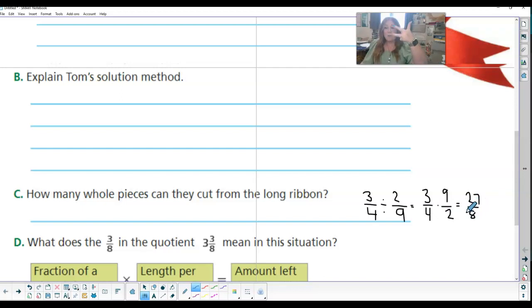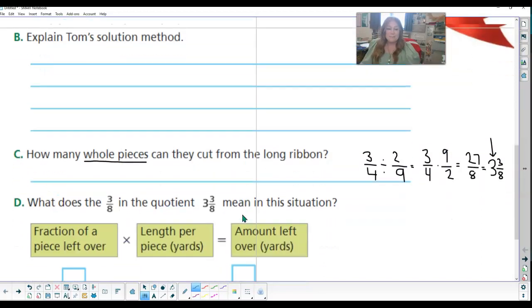8 goes in there: 8, 16, 24. It goes in there 3 whole times. So we're at 24. 3 times 8 was 24, 25, 26, 27. There's 3 left out of 8. So this wants to know how many whole pieces they can cut. If they don't have that whole 2/9, then they can't get a long enough ribbon. So we can see here they have 3 whole pieces.